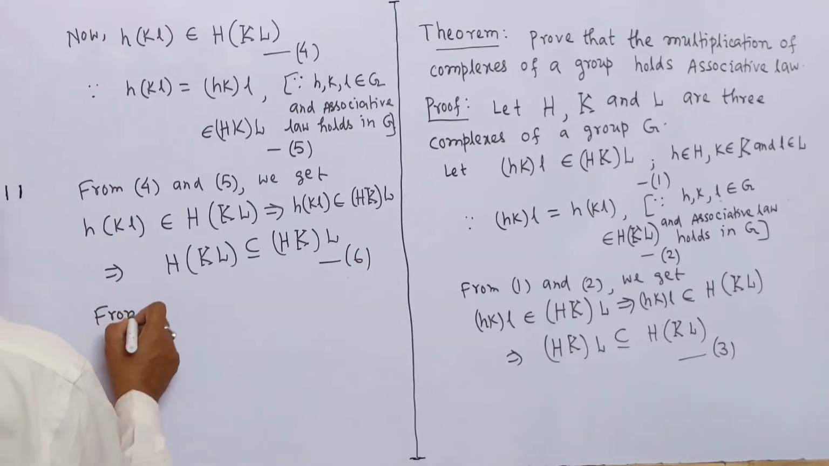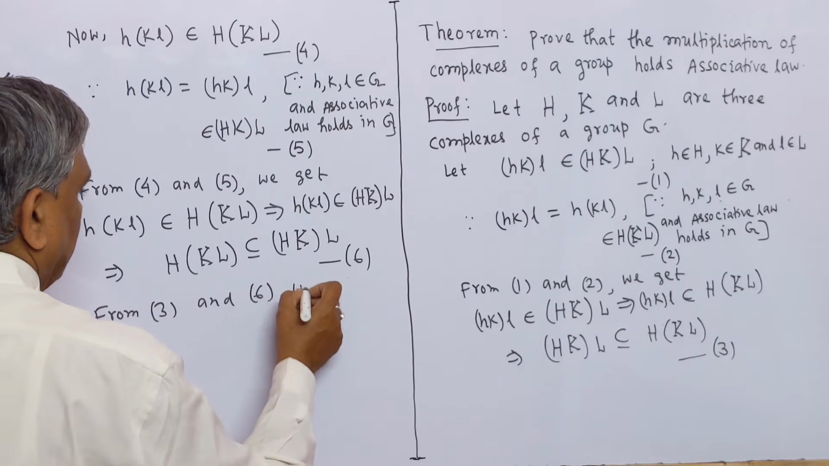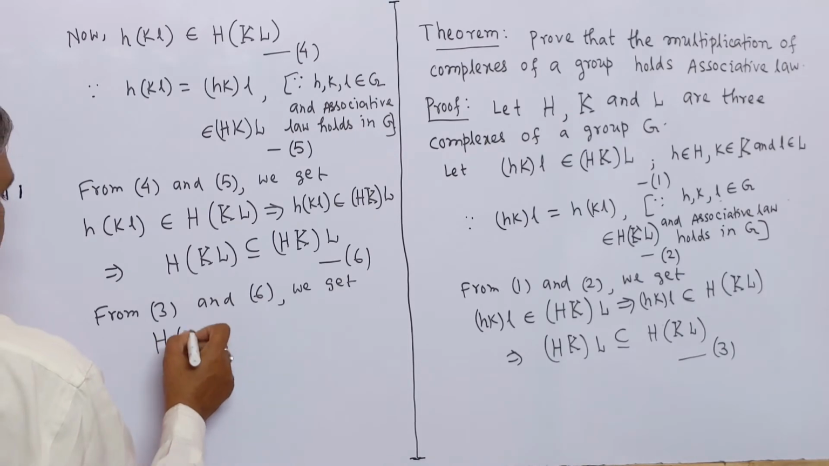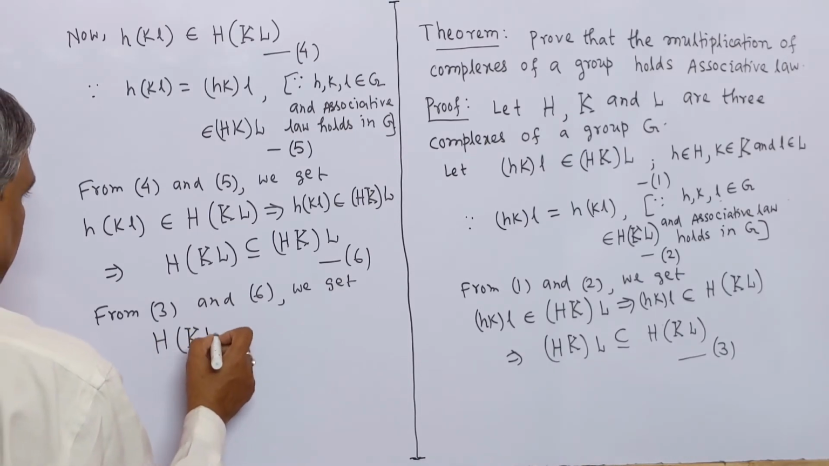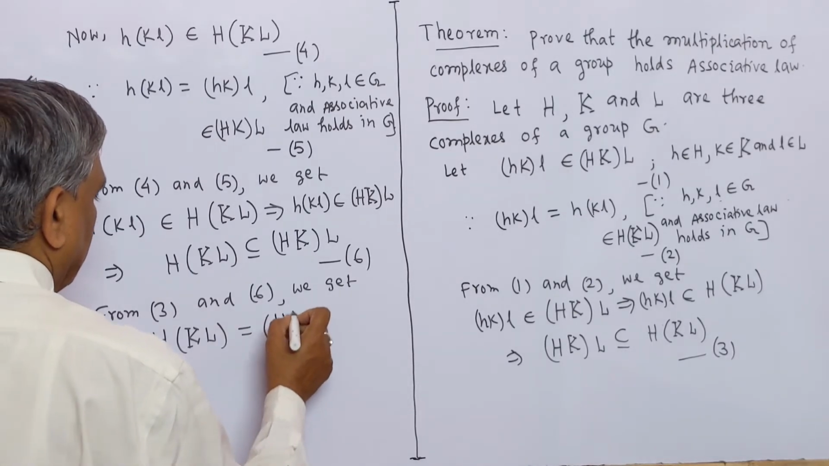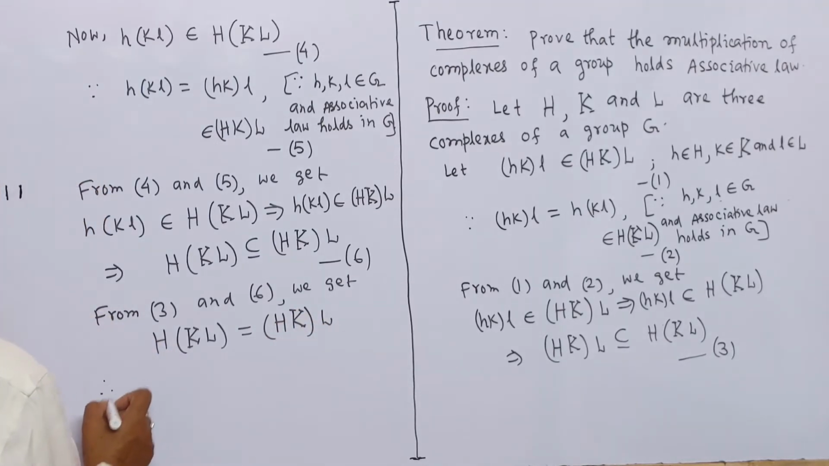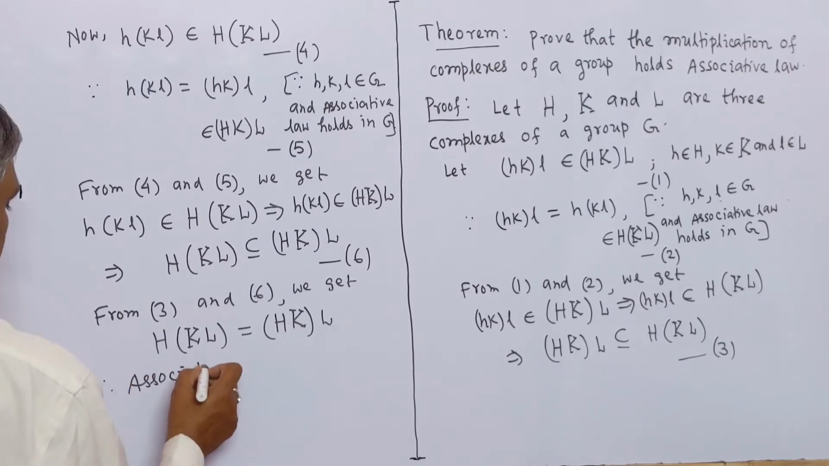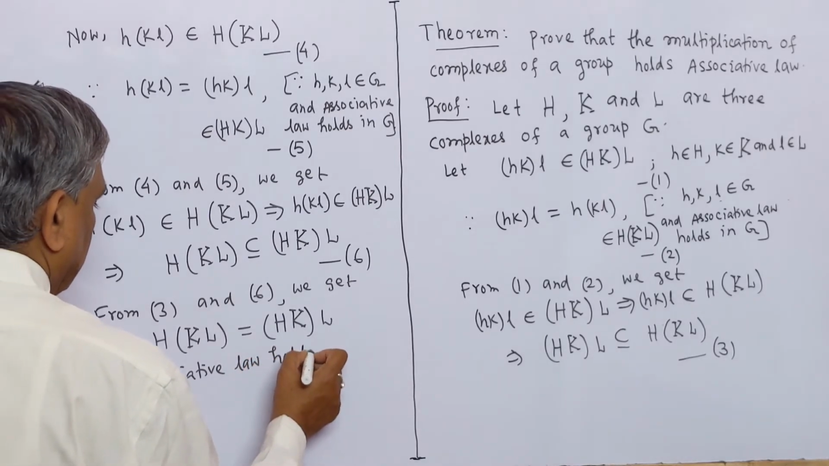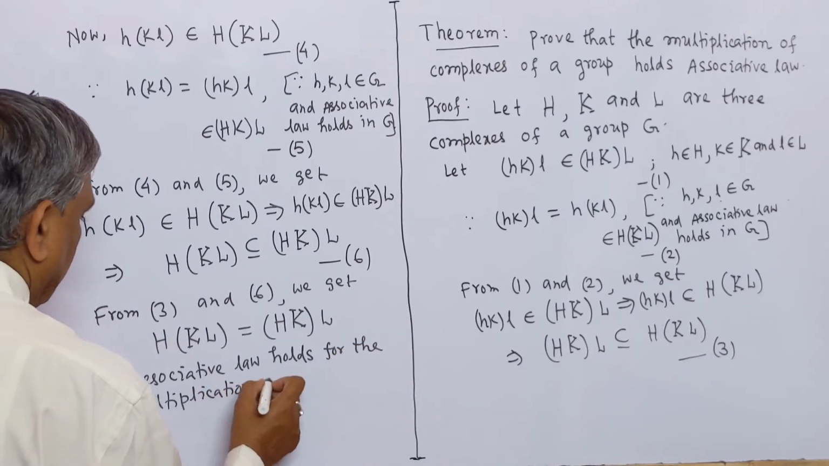From 3 and 6 we get H(KL) equal to (HK)L. Therefore, associative law holds for the multiplication of complexes.